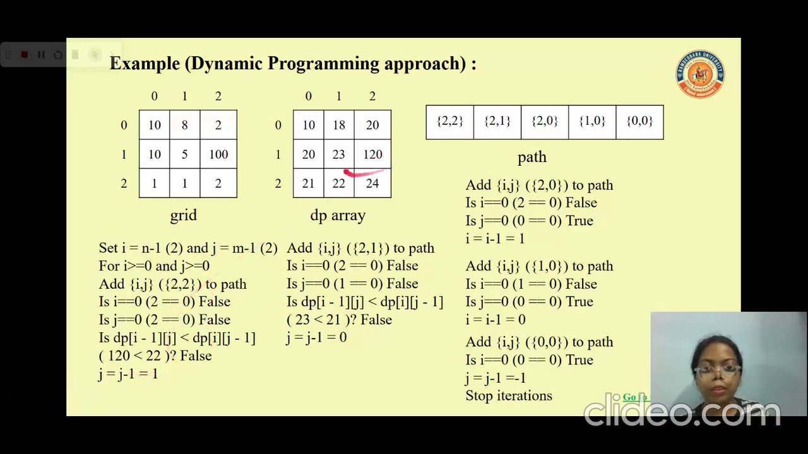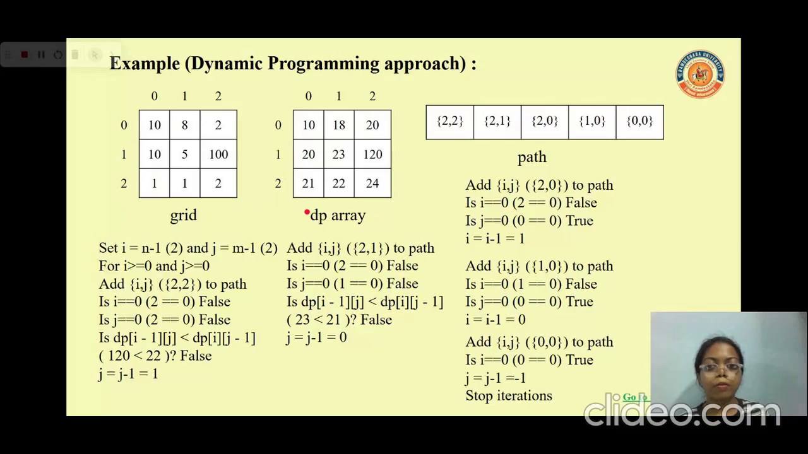So here we can see 20 and 22. 22 is smaller, therefore I will move to the left. So the next pair to be added is 2, 1. Then again, none of them is 0, so again I will compare 21 and 23. Again 21 is lesser, so I will add 2, 0.